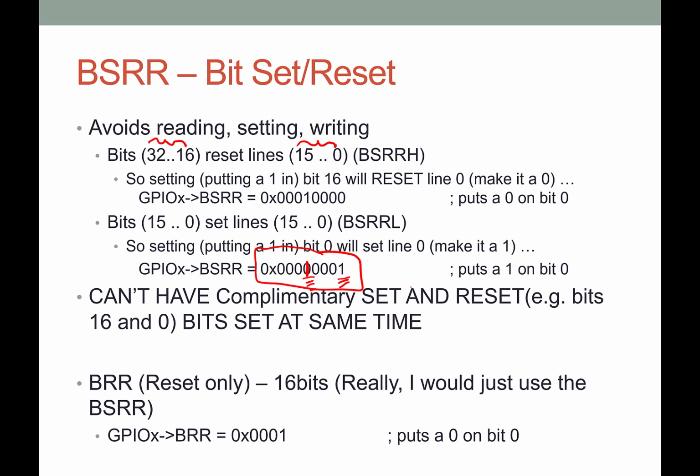BRR is only 16 bits, and basically BRR is the same as BSRR, except you're resetting for those lower bits rather than setting for those lower bits. So it doesn't really matter. I think you could do it either way, but in our experiment that you'll see later, we actually show using BRR. So let's talk about that slide a little bit.